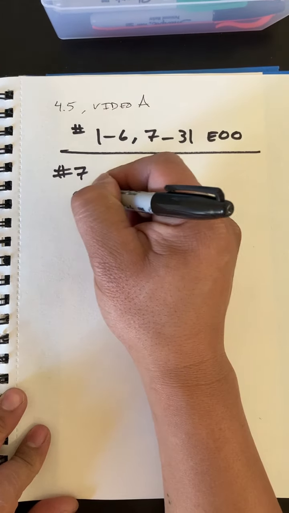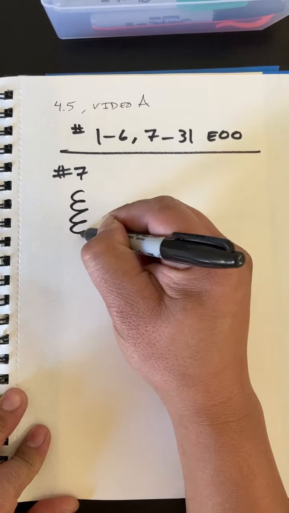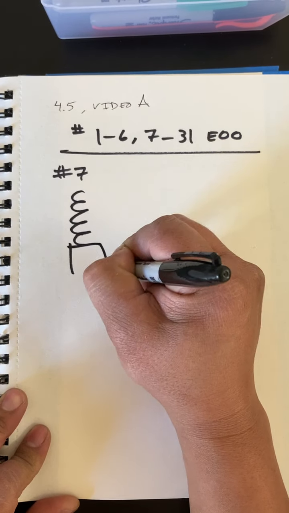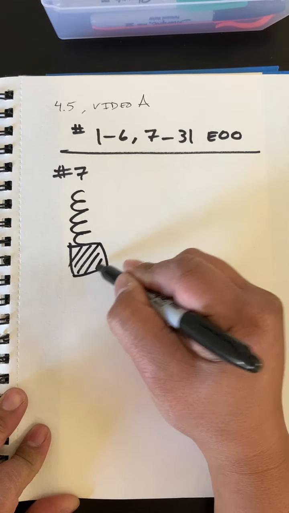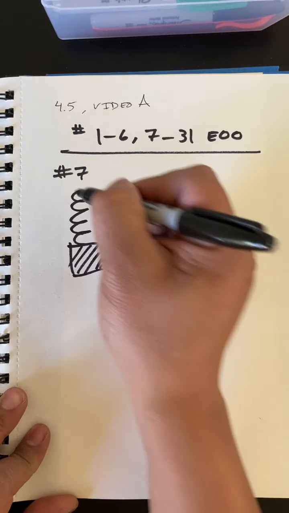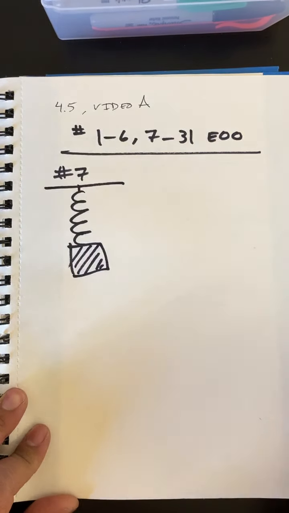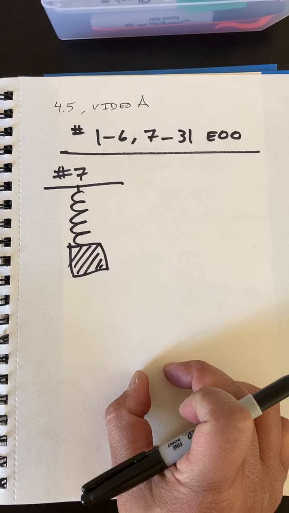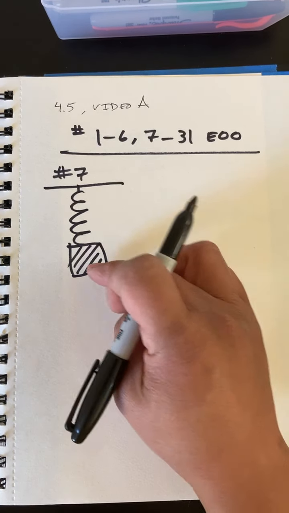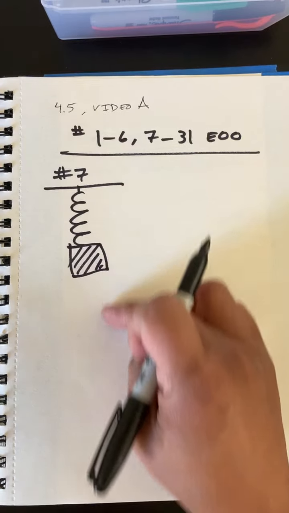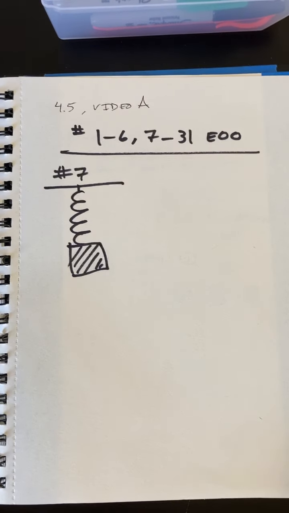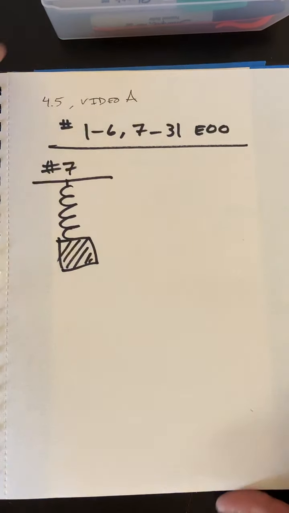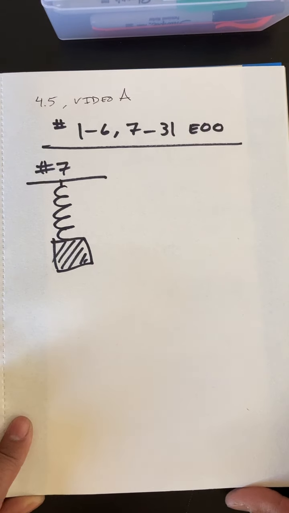So it is an object, something like that on a spring on the ceiling, okay? And they say that they pull it down and then let it go. And once you let go, this will bounce up and down. And they want a function that'll describe that bounce.